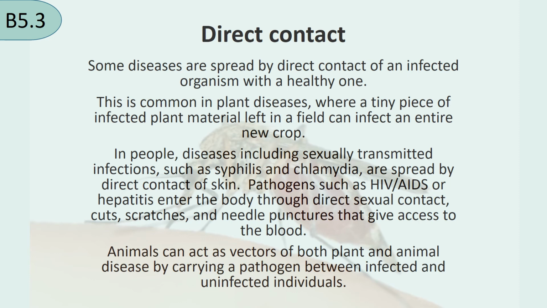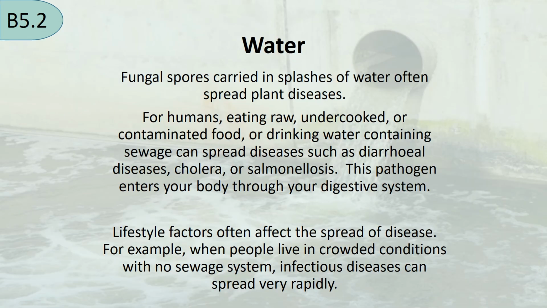Okay, so we're going to move on to the last one, which is water. Water is another one which people will be infected by quite often, especially in developing countries where there isn't clean water and it doesn't go through water treatment, which we are lucky enough to have in the UK. Fungal spores carried in splashes of water often spread plant diseases, so fungi will often spread in water in plants. For humans, eating raw, undercooked or contaminated food or drinking contaminated water will actually spread diseases.